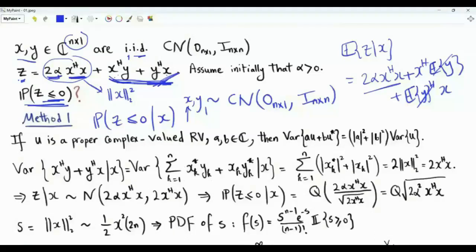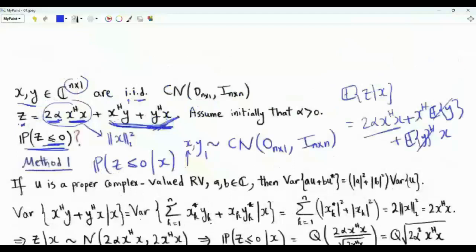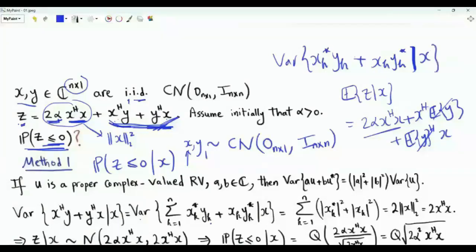We have this summation, and the terms are independent because of our assumptions regarding vectors X and Y. The variance of the sum, in our case here, is the sum of variances. We just need to take the variance of the quantity, which is xk conjugate yk plus xk yk conjugate. And then we need to sum. And of course, this variance is given x. So we treat those guys as constants. What is yk in distribution? Yk is circularly symmetric, zero mean unit variance Gaussian, like this. The variance of yk is equal to 1.